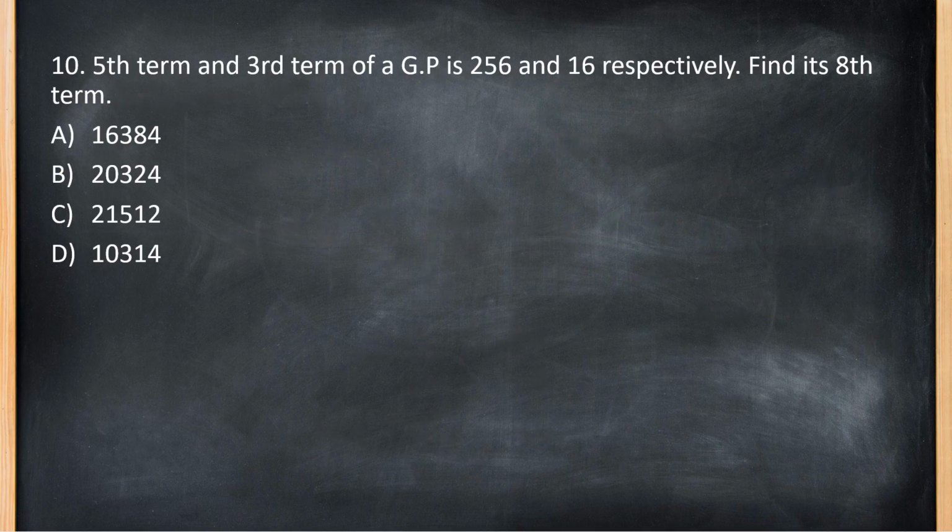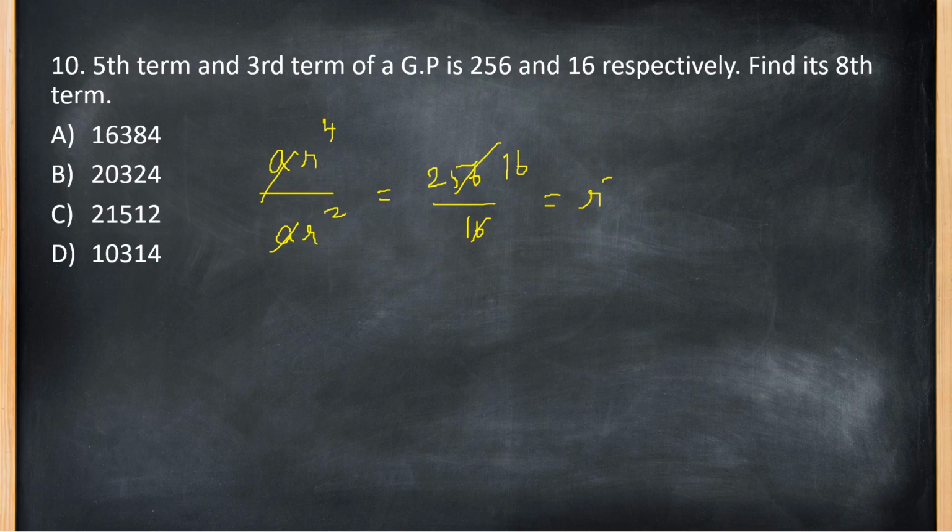The next question. The fifth term and third term of a GP are 256 and 16 respectively. Find its eighth term. So let's take a, ar, ar power 4. That's the fifth term, and ar square, that's the third term, is given by 256 by 16. So we can directly cancel them off, which is 16. A goes off. So this is r square. R square is 16. So the value of r should be 4.